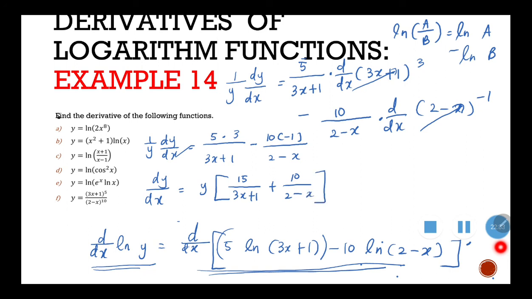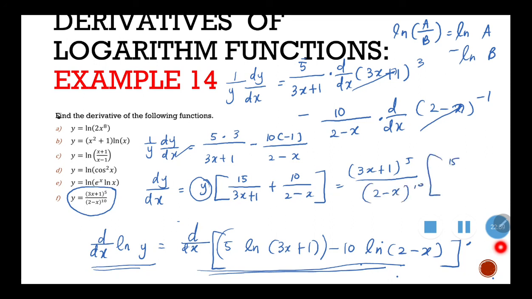However, don't forget, y here should be rewritten in its original form. What is its original form? y is (3x plus 1) to the power of 5 over (2 minus x) to the power of 10, times (15 over 3x plus 1 plus 10 over 2 minus x). And this should be the final answer.